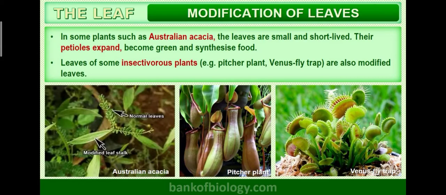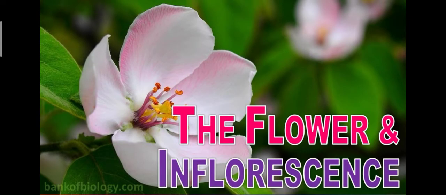Leaves of some insectivorous plants like pitcher plant and Venus flytrap are also modified to catch their prey. As you see in the pitcher plant and the Venus flytrap. So here are the modifications of leaves which we have completed.